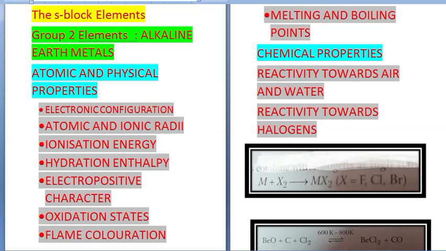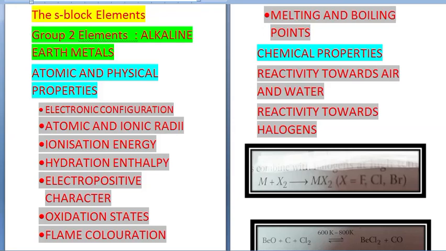Beryllium and magnesium are more or less inert towards oxygen and water because of formation of an oxide film on their surface, but beryllium burns in air to give beryllium oxide and beryllium nitride, BeO and Be3N2. Magnesium also burns in air, oxygen, to give MgO, magnesium oxide, and Mg3N2, magnesium nitride. Calcium, barium and strontium are more electropositive and they form oxides, nitrides and peroxides.